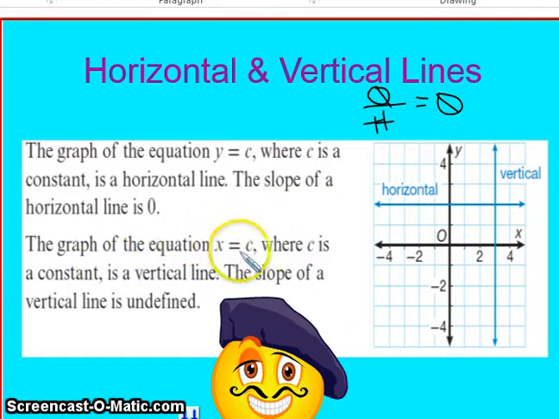Now the graph of the equation x equals c, where c is a constant, is a vertical line. Now that means if you have the equation x equals some number, that will be a vertical line. The slope of a vertical line is undefined. The reason for that is that this vertical line does have a rise, so it will have a number as its rise, but it doesn't run to the left or right any at all. So it's a number divided by 0. And since we can't divide by 0, the slope of a vertical line is undefined.